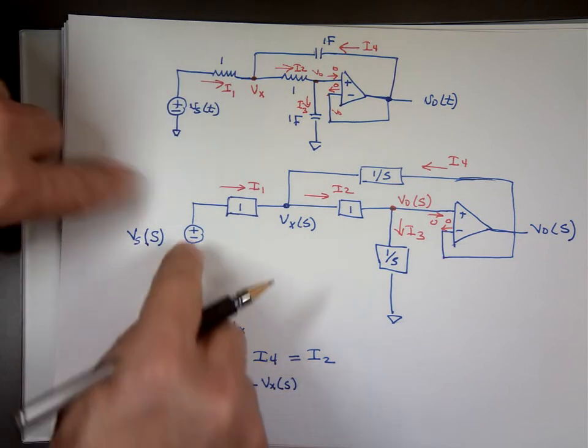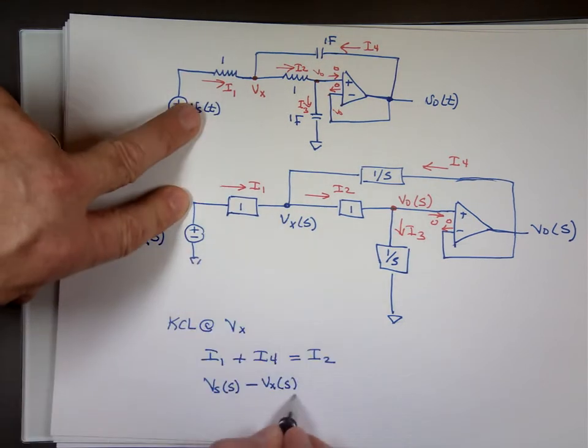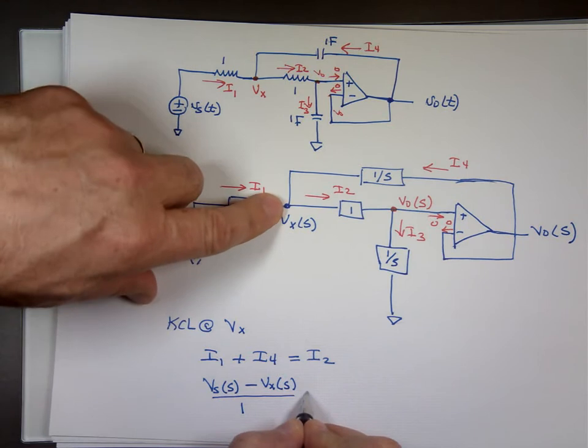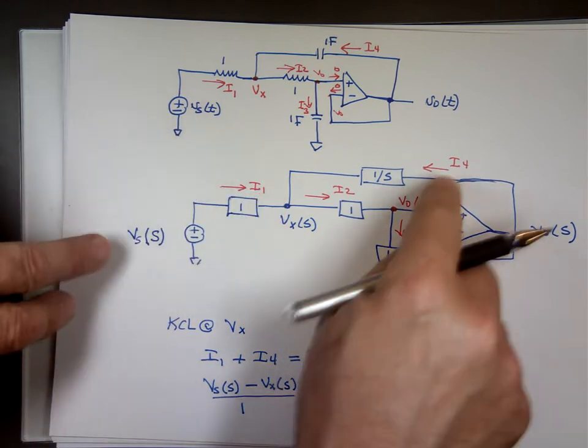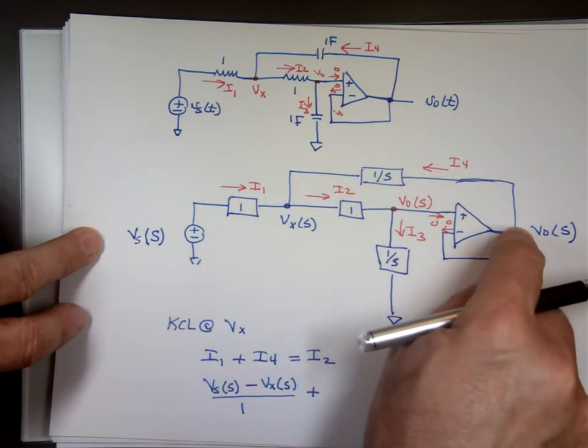Vs minus Vx divided by 1, plus, notice you define I sub 4 as going this way, V out minus Vx.